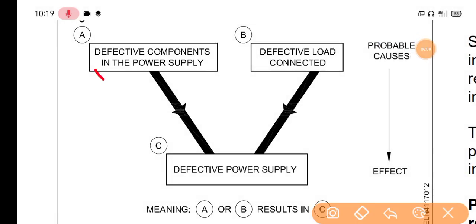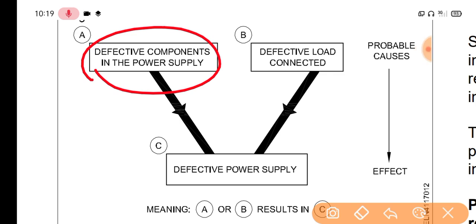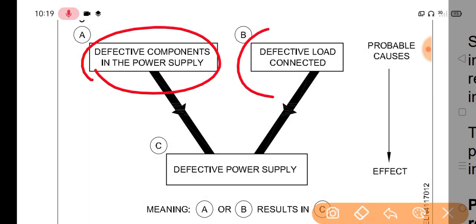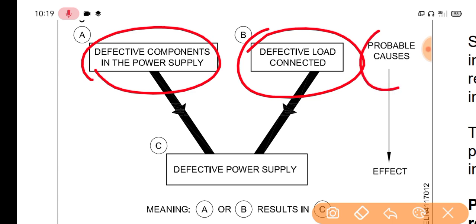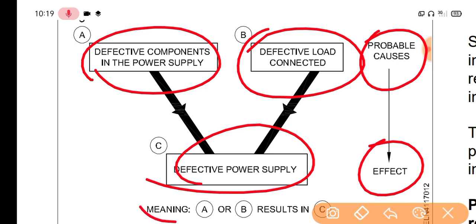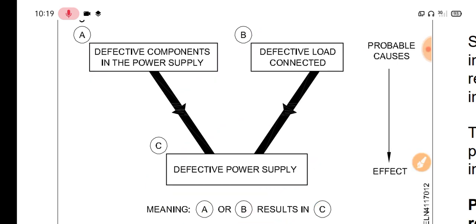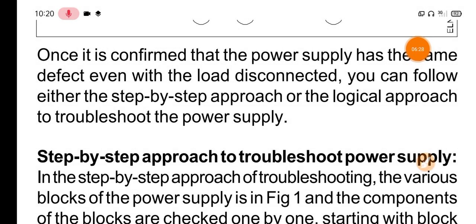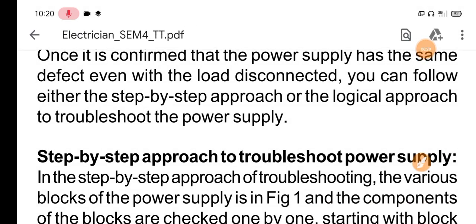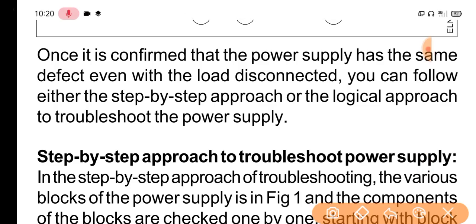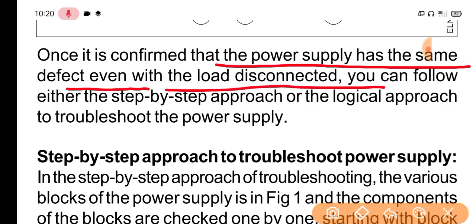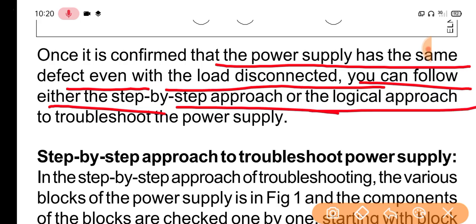This is the defective component in the power supply, and this is the defective load connected, and this is the problem cause, defective power supply, meaning A and B resulting in C. Once it is confirmed that the power supply has the same defect even with the load disconnected, you can follow either the step-by-step approach or the logical approach to troubleshoot the power supply.